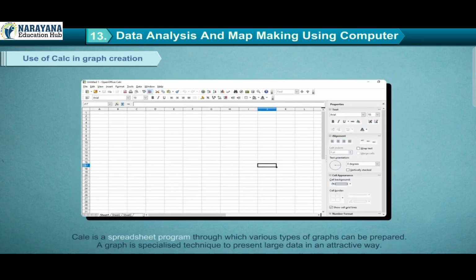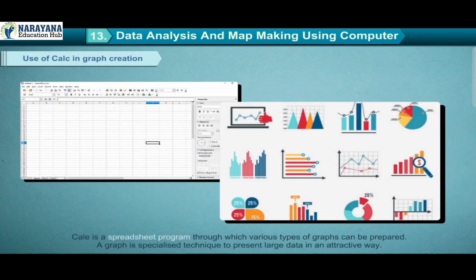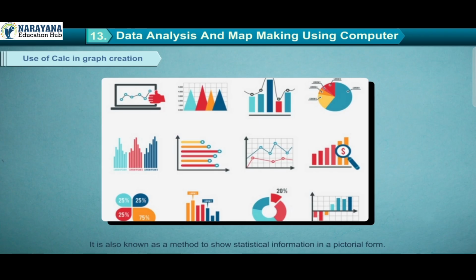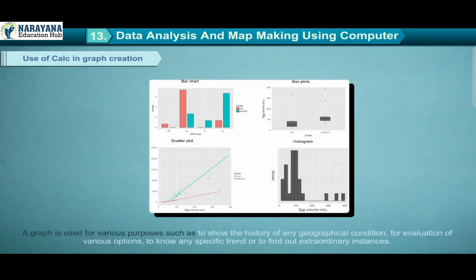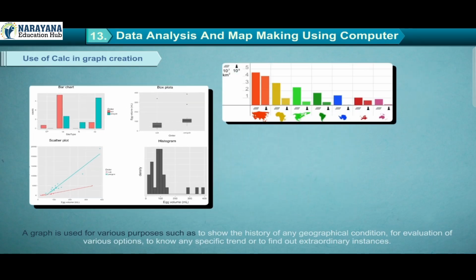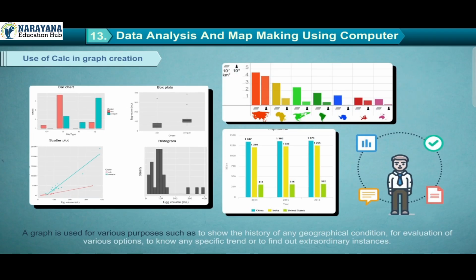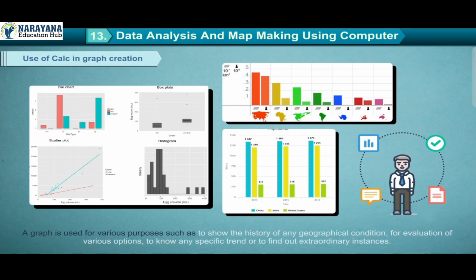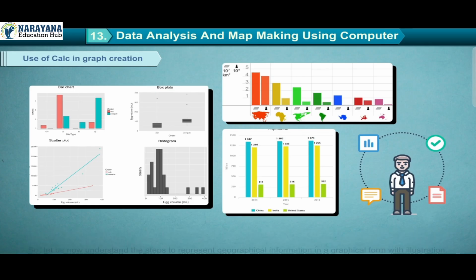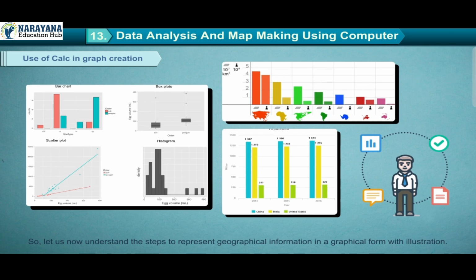Use of Calc in graph creation. Calc is a spreadsheet program through which various types of graphs can be prepared. A graph is a specialized technique to present large data in an attractive way. It is also known as a method to show statistical information in a pictorial form. A graph is used for various purposes such as to show the history of any geographical condition, for evaluation of various options, to know any specific trend, or to find out extraordinary instance. So, let us now understand the steps to represent geographical information in a graphical form with illustration.